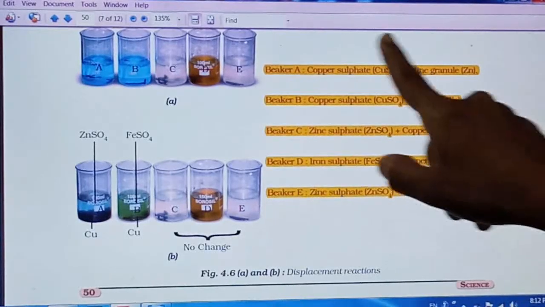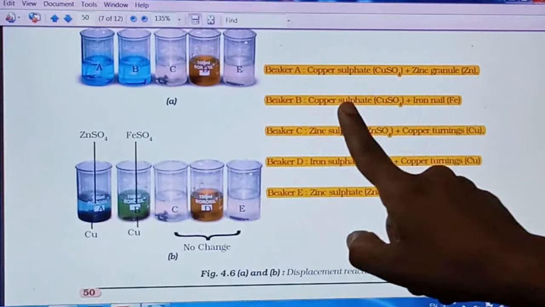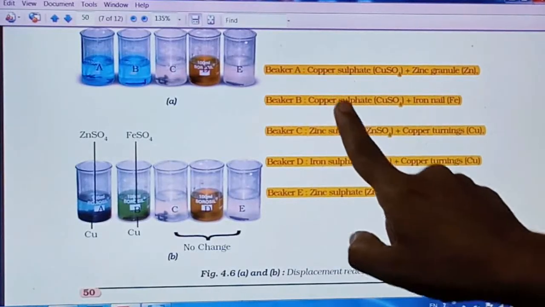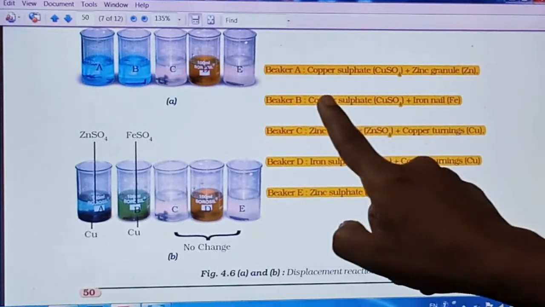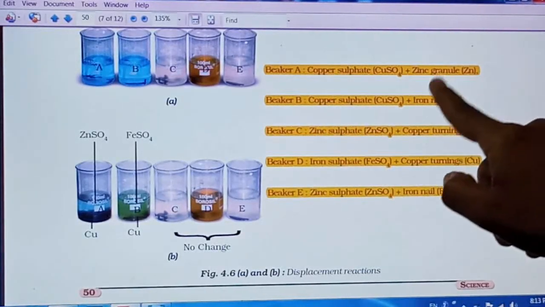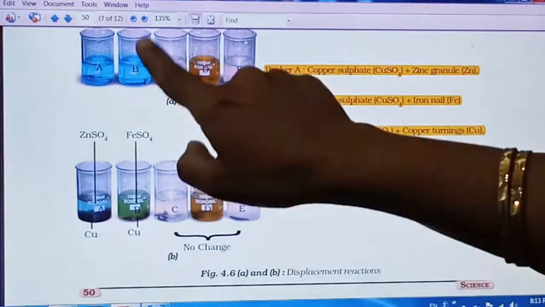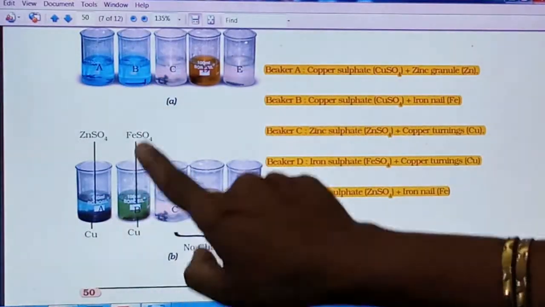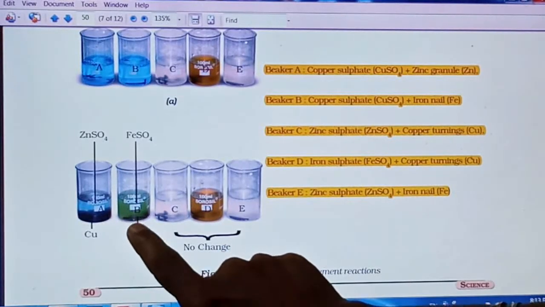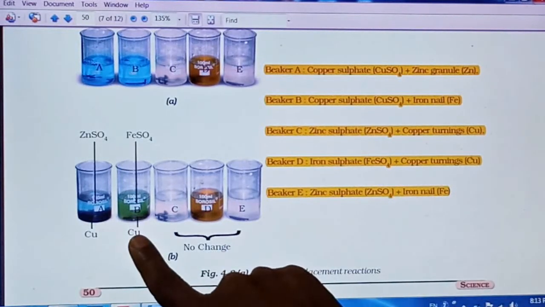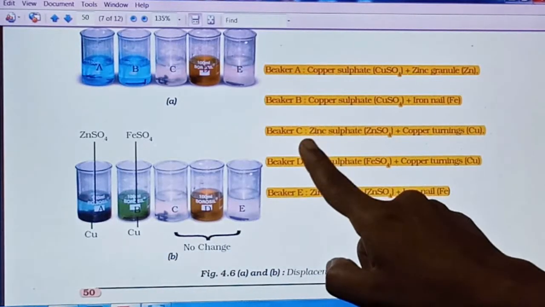This iron will go and displace the copper from this solution and form iron sulfate. It comes in the place of copper and forms iron sulfate, and copper will be separated as copper. See the second beaker, B. After the reaction, iron sulfate solution of green color is formed and at the base you can see the copper is displaced, right?